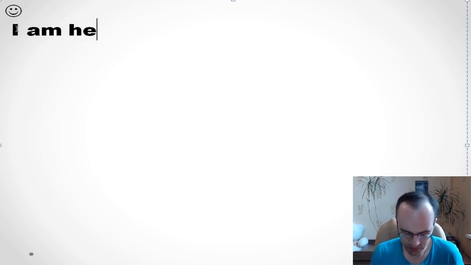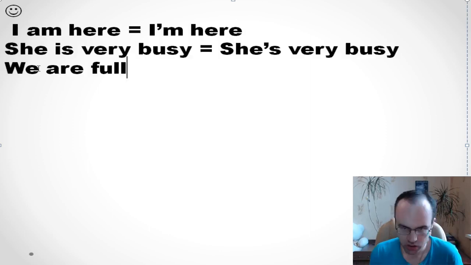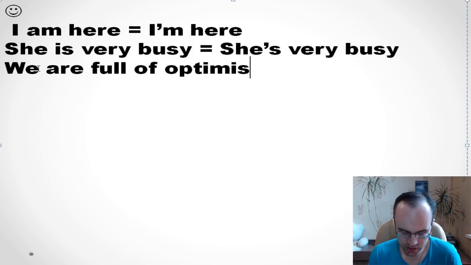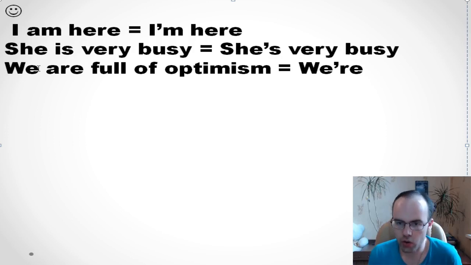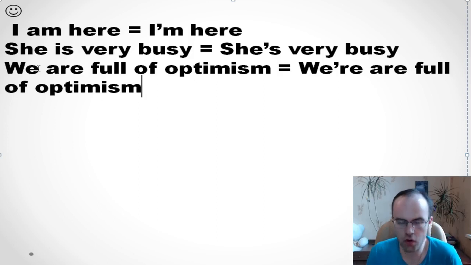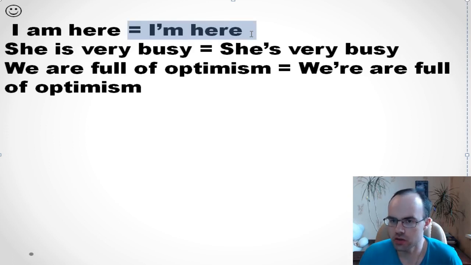So I am here, it's a full form, and if you hear or see we are full of optimism, right? So we are full of optimism, it means that we are very optimistic. So it's a full form, or you can use a short form. So we're full of optimism. Okay, it's more or less the same. It isn't exactly the same. You know that we mostly use short forms in informal speech.